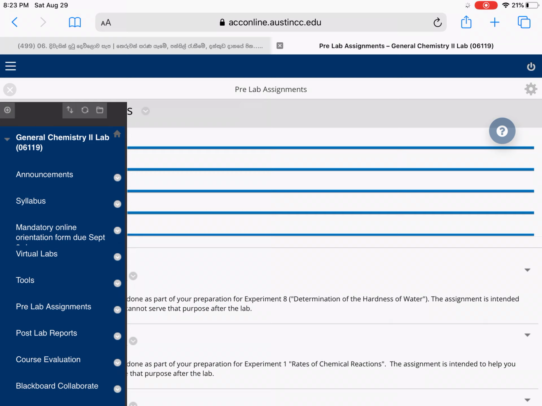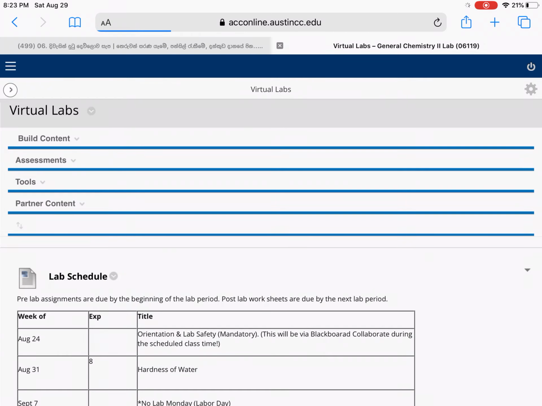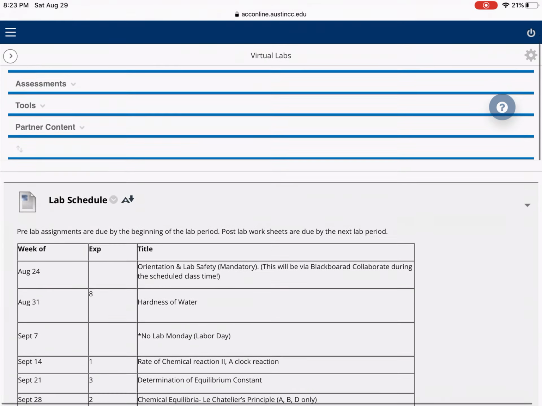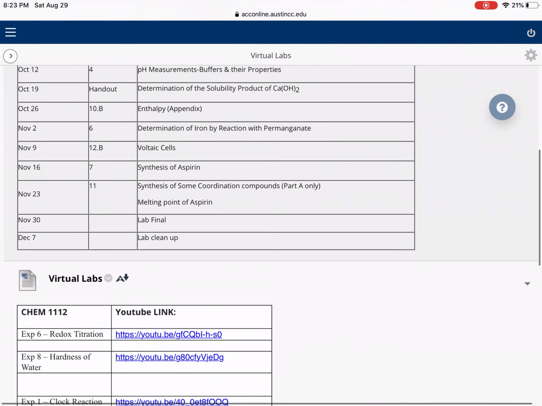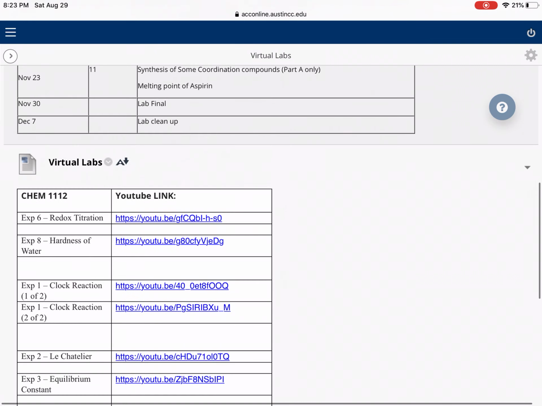So what you need to do is first go to your virtual labs, and then watch the video, which is the hardness of water for the next week. There is a YouTube link, hardness of water. You click the link and it will show you how the experiment is being done. You can watch it and then you can start doing the calculations.